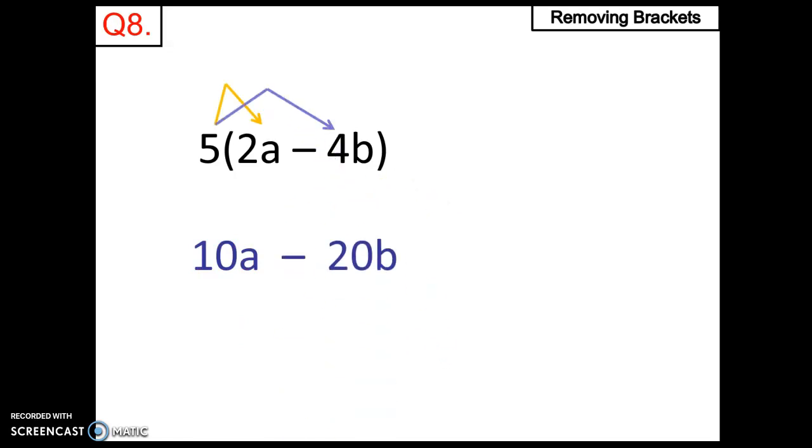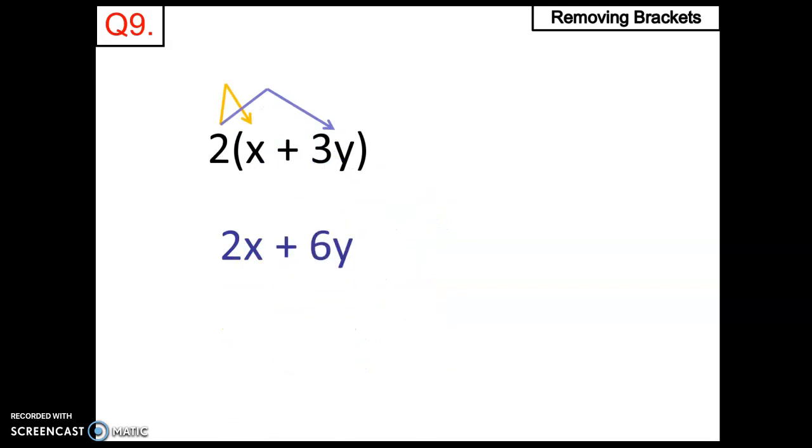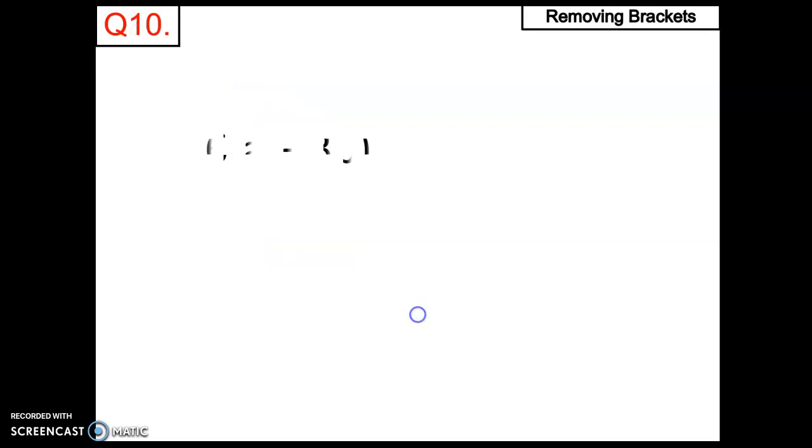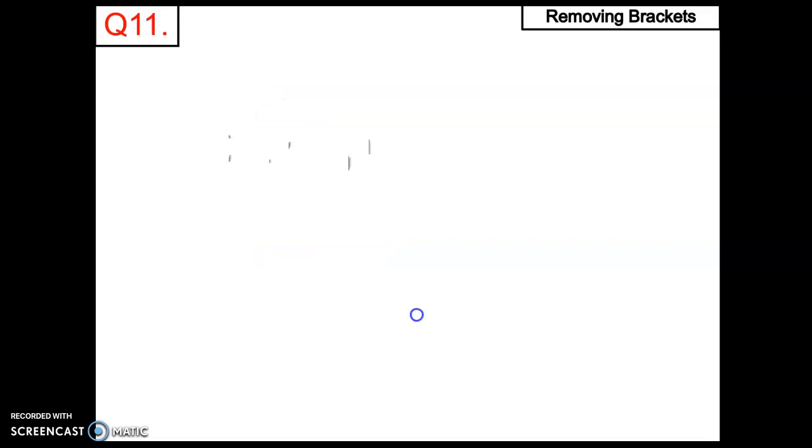Number 8, 5 times 2a is 10a, 5 times minus 4b is minus 20b, plus by minus is minus, 5 by 4 is 20, 5 by 4b is 20b. 2 times x is 2x, 2 times 3y is 6y, so plus 6y, so 2x plus 6y is the answer to that one. Next we have 6 times a is 6a, and 6 times minus 3b, so unlike signs give minus, 6 times 3 is 18, so 6 times 3b is 18b, so that's minus 18b, putting it all together.